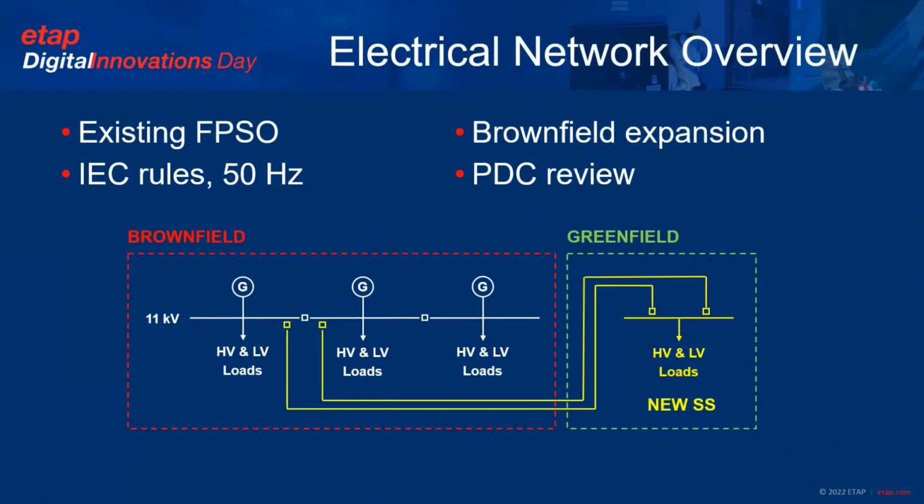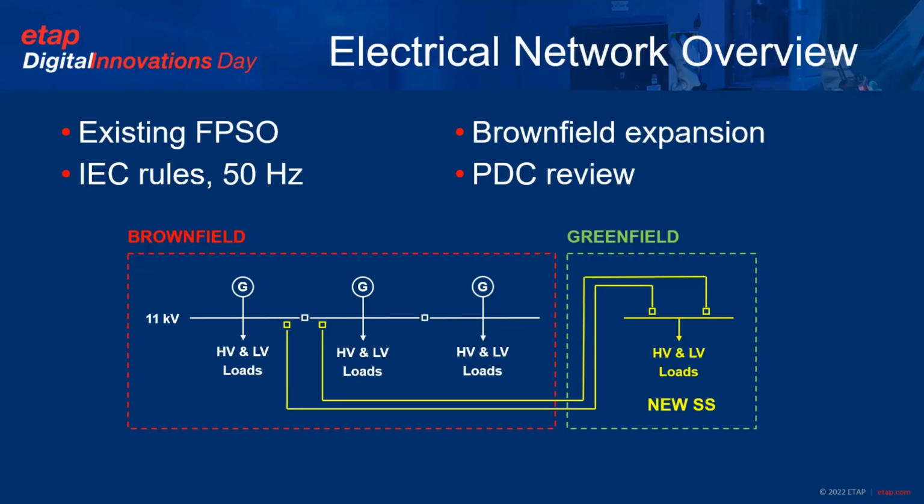Before starting with the case study, I want to give you a quick overview of the electrical power system. It basically consists of an existing FPSO, IEC rules, 50 Hz, that is normally supplied by 3 independent gas turbine generators and fed by an 11 kV switchgear with various medium voltage and low voltage loads. And the brownfield expansion consists of a new substation with dedicated medium voltage and low voltage loads.